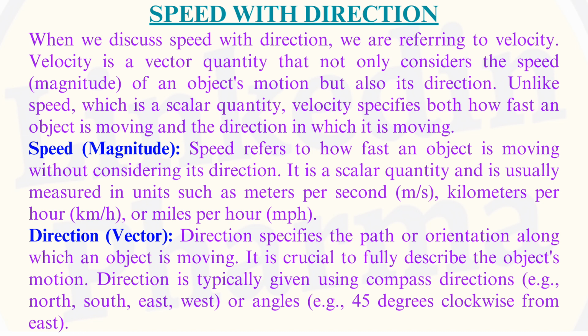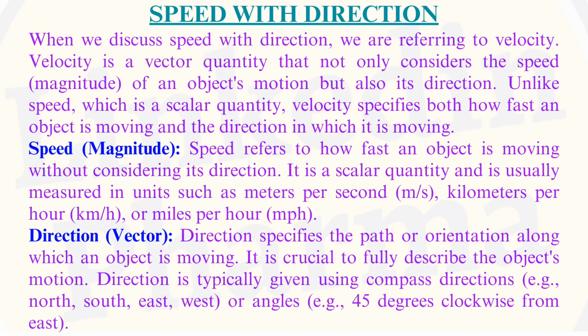Speed with direction. When we discuss speed with direction, we are referring to velocity. Velocity is a vector quantity that not only considers the speed, or magnitude, of an object's motion but also its direction. Unlike speed, which is a scalar quantity, velocity specifies both how fast an object is moving and the direction in which it is moving. Speed, magnitude: speed refers to how fast an object is moving without considering its direction. It is a scalar quantity and is usually measured in units such as meters per second, kilometers per hour, or miles per hour. Direction, vector: direction specifies the path or orientation along which an object is moving.